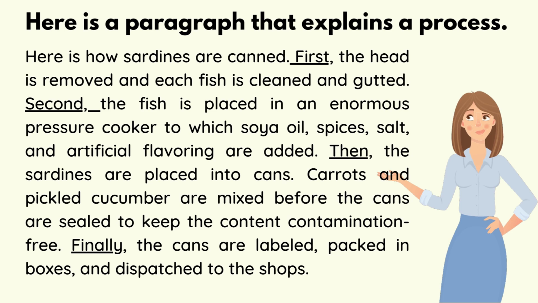Here is another paragraph that explains the process. Here is how sardines are canned. First, the head is removed and each fish is cleaned and gutted. Second, the fish is placed in an enormous pressure cooker to which soya oil, spices, salt, and artificial flavoring are added. Then, the sardines are placed into cans. Carrots and pickled cucumber are mixed before the cans are sealed to keep the content contamination-free. Finally, the cans are labeled, packed in boxes, and dispatched to the shops.